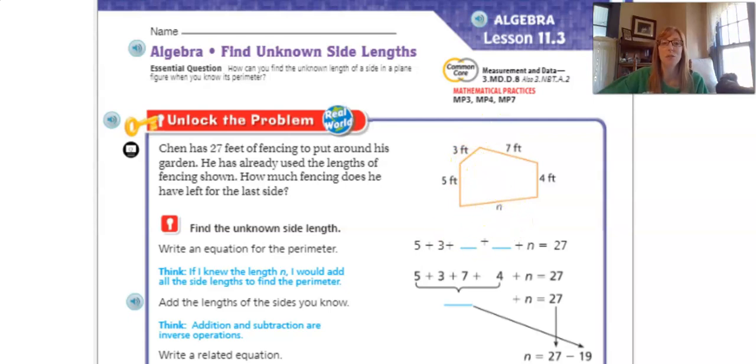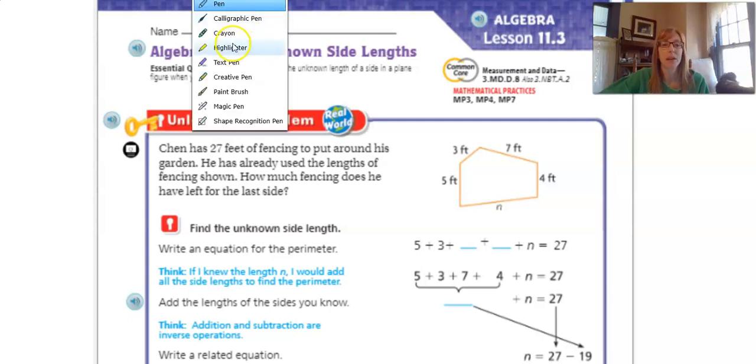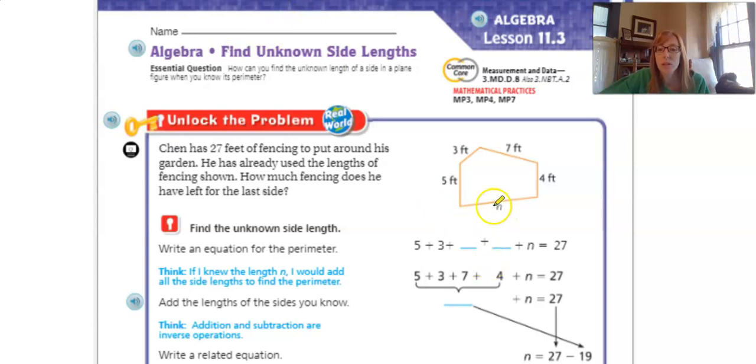If you can see right here, let me get a highlighter pen so I can highlight it for you. You can see right here, it says N. So we're looking at N right here, but they've given us the perimeter. If you look down here at our unlock the problem, it says when Chen has 27 feet of fencing to put around his garden, he has already used the lengths of fencing shown. How much fencing does he have left for the last side?